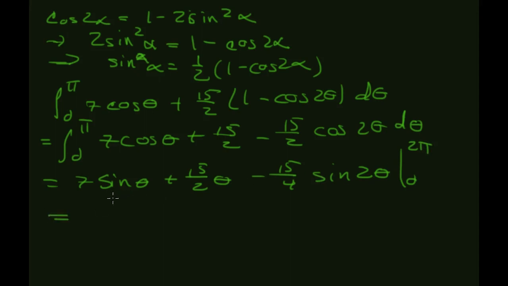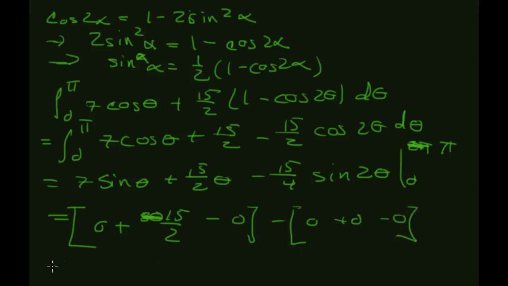The nice thing is all the sines go to 0. So this is going to be 0 plus, it's 0 to pi, not 2 pi, so that's not 30. That is 15 over 2 pi minus 0 minus 0 plus 0 minus 0. So this thing just works out to 15 pi over 2.